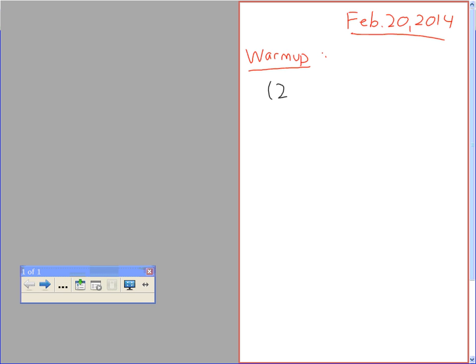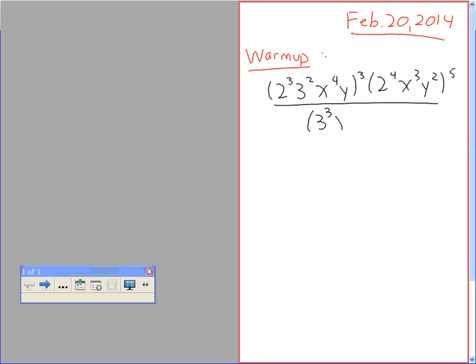This one says (2 cubed, 3 squared, x⁴y cubed) times (2⁴, x³, y squared) to the 5, all over (3 cubed x cubed y cubed) cubed. All right. Sahil, I'm going to start with you because you're sitting at the front.